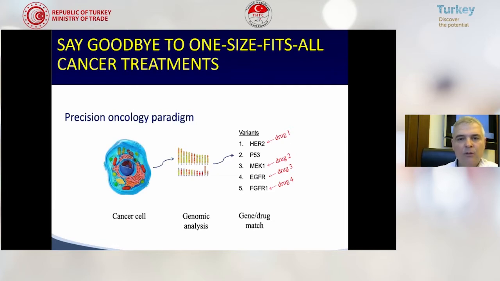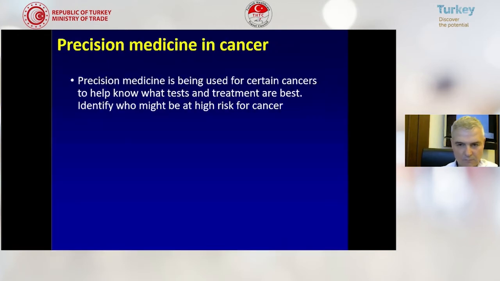So are we ready to say goodbye to one-size-fits-all cancer treatments like chemotherapy or radiotherapy or hormones? Maybe yes, because the precision oncology paradigm is now completely shifting our understanding of cancer treatments. We have a cancer cell, even a single cancer cell can be tested with genomic analysis, and we can find different variants like HER2, P53, MEK1, EGFR, or FGFR1. So we have many drugs specifically for these mutations.